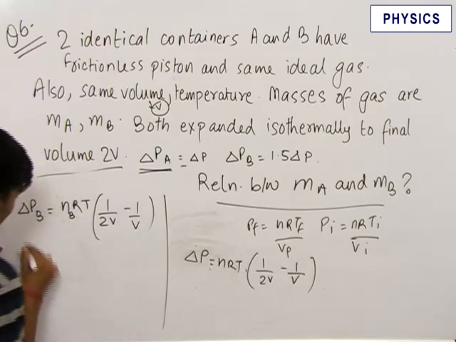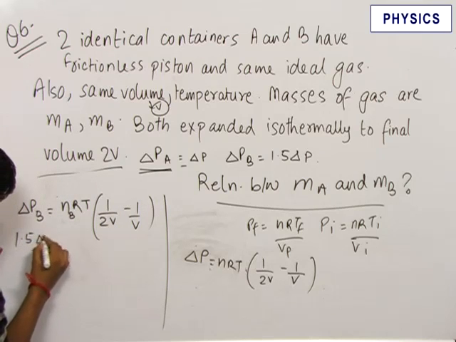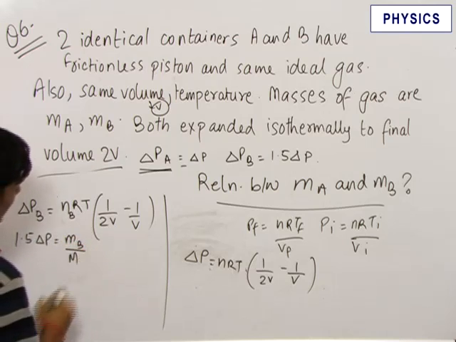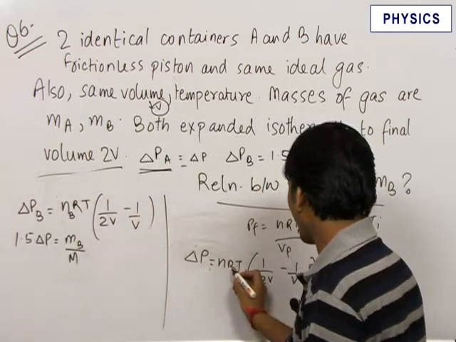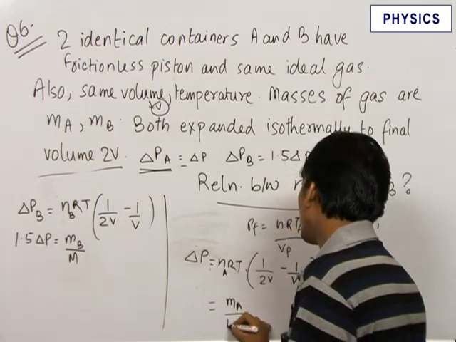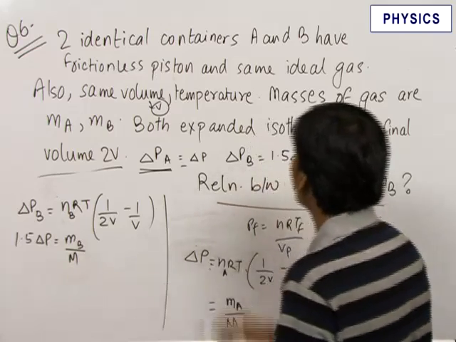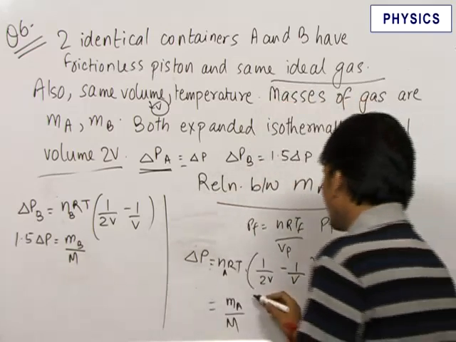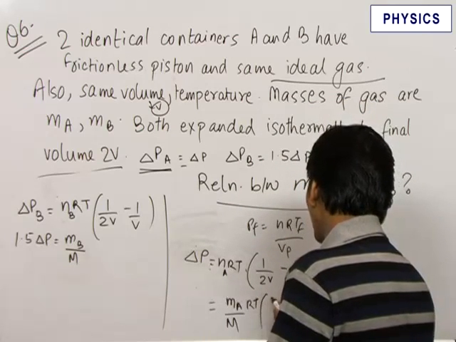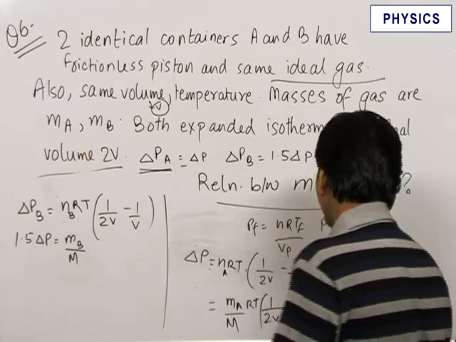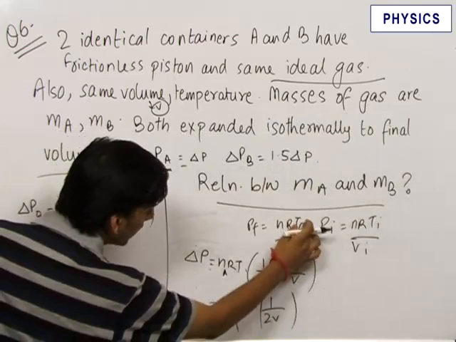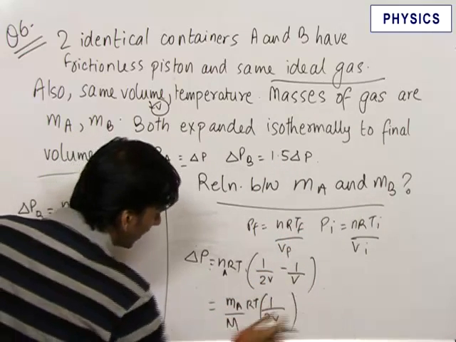Over here what we have is that delta PB is equal to 1.5 times delta P. nB can be written as mass of B upon molecular mass. Over here this was nA, this can be written as mass of A upon molecular mass. This M and this M are the same because we have the same ideal gas. This is equal to Ma upon M into RT into 1 upon 2V. This is actually 1 upon V final minus 1 upon V initial, right?